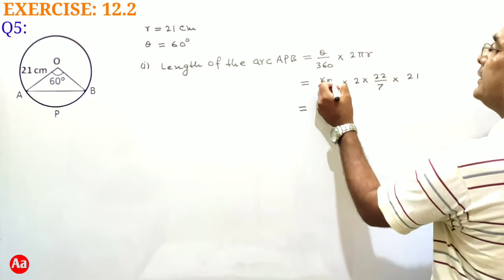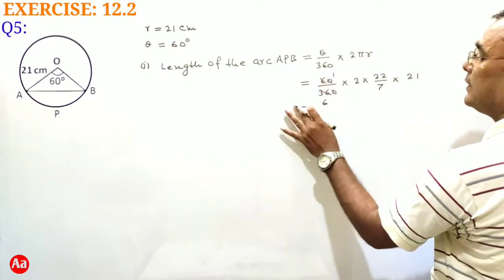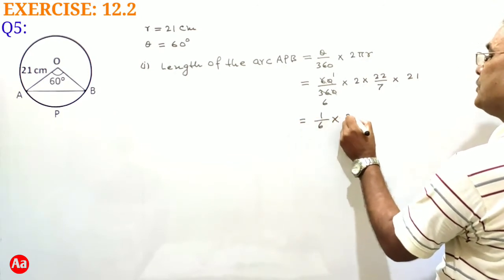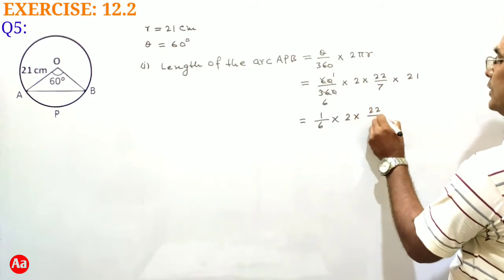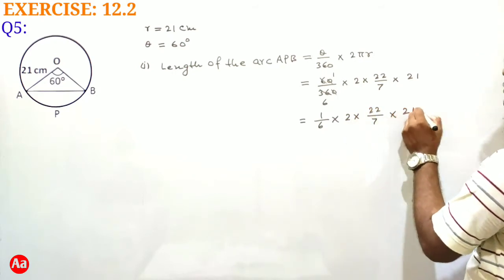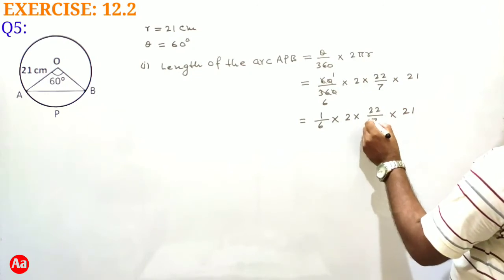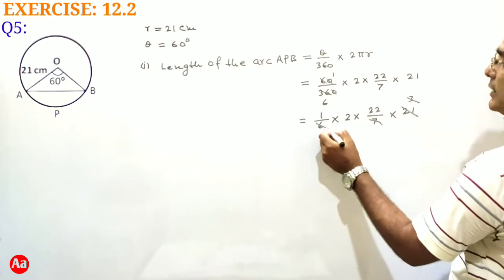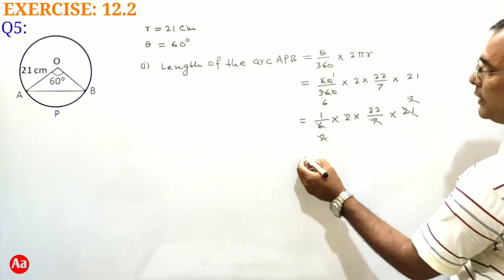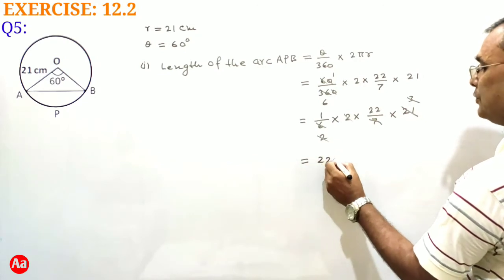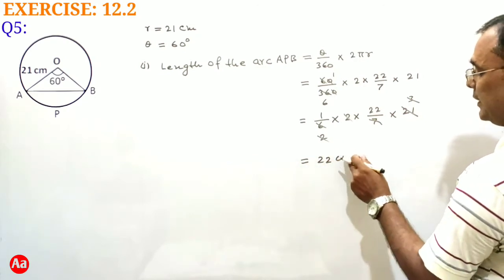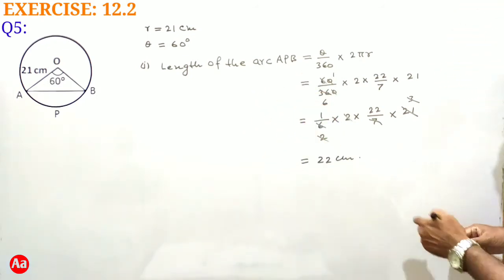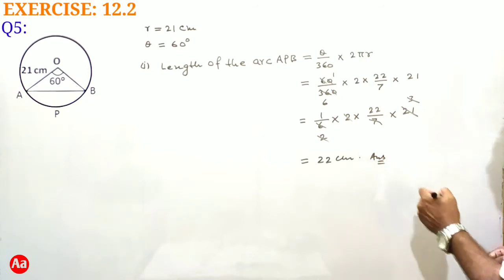0 0 cancel, 6 1 ja 6, 6 6 ja 36. So 1 by 6 into 2 into 22 by 7 into 21. 7 3 ja 21, 3 2 ja 6, and this 2 2 cancelled. So 22 centimeter is the length of the arc APB, and this is the answer of the first part of this question.